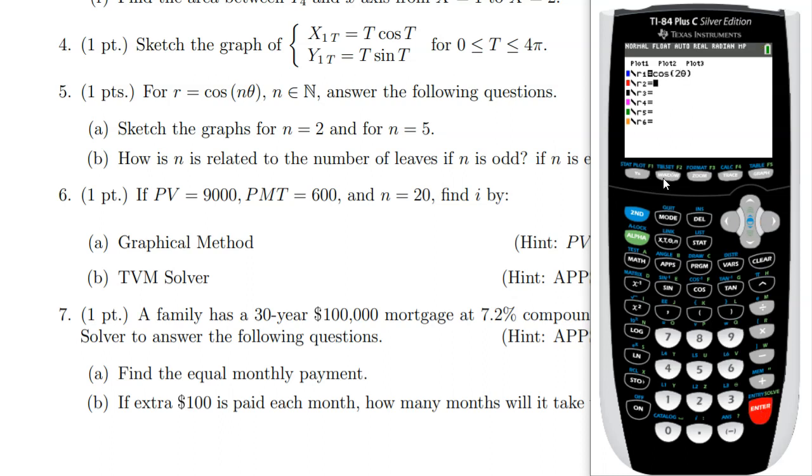As for the window size, I don't know what it is, since this is from a previous one. Let's see, it goes from 0 to 2 pi, and negative 15 to positive 15. Let's take a look and see what it looks like. The window size is definitely too big.